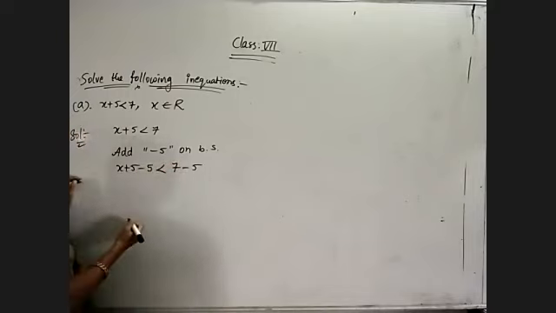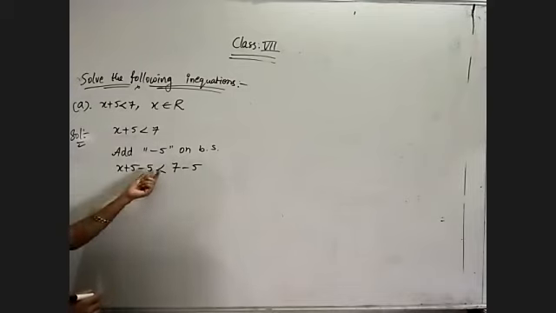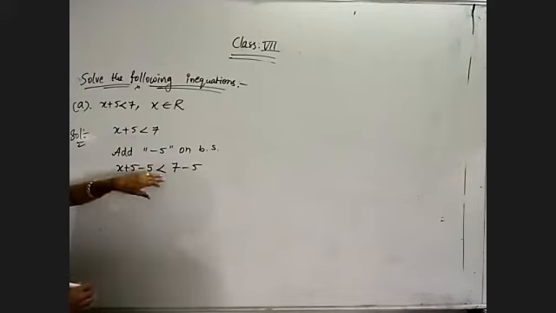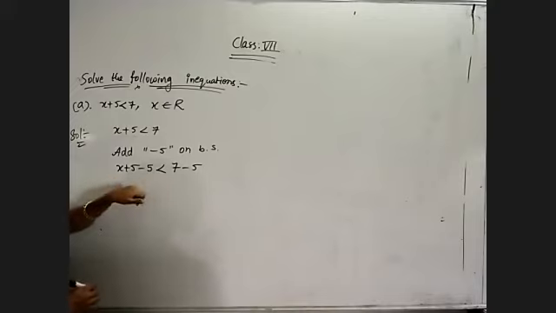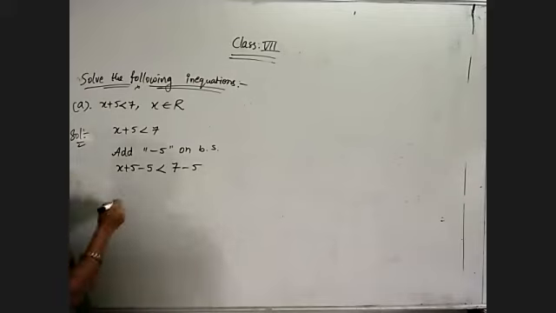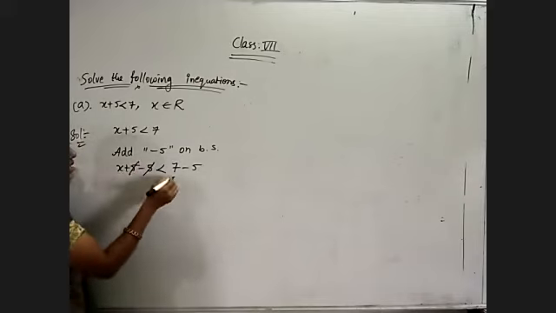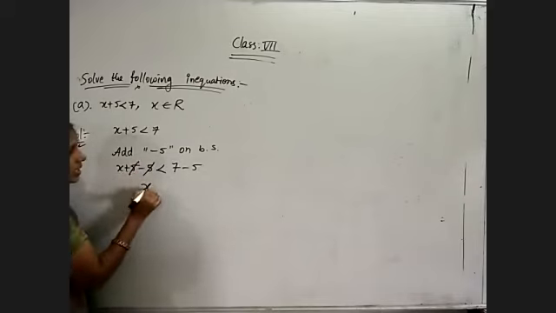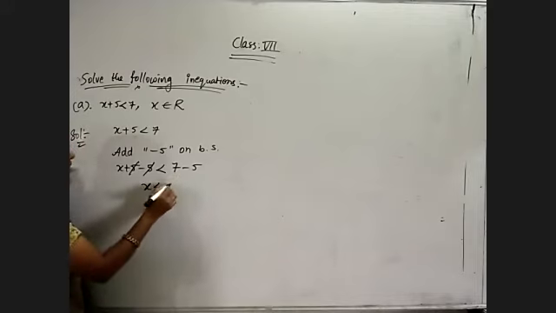Whenever you are adding or subtracting a number on both sides, there is no problem for an inequation. Whenever you are multiplying or dividing with a negative number, then only the sign will interchange. Remember that; this is the only difference between inequation and equation. Now plus 5 and minus 5 get cancelled. x is lesser than 7 minus 5, which is 2.